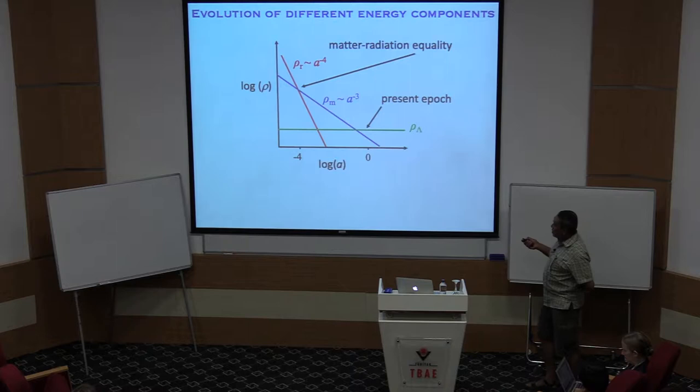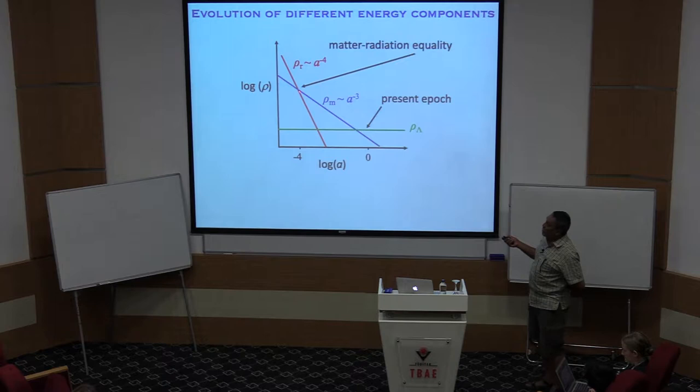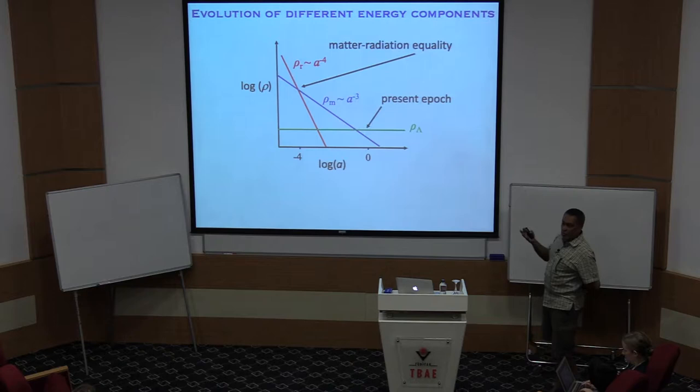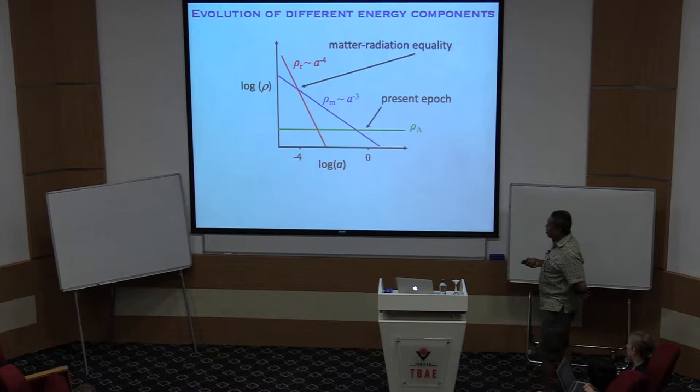That is best seen pictorially. Matter, I said, is going as 1 by a cube. Radiation is going as 1 by a to the 4. They clearly cross at this point. And the scale factor, compared to today (today is always 1 by definition), is about 10 to the minus 4. The universe, if you like, was 10,000 times smaller at the time of matter-radiation equality. And today, this is where we are.